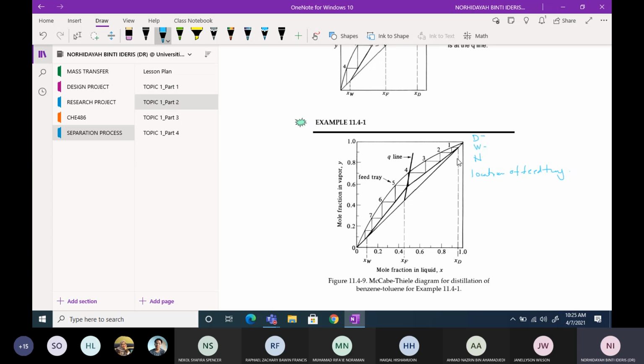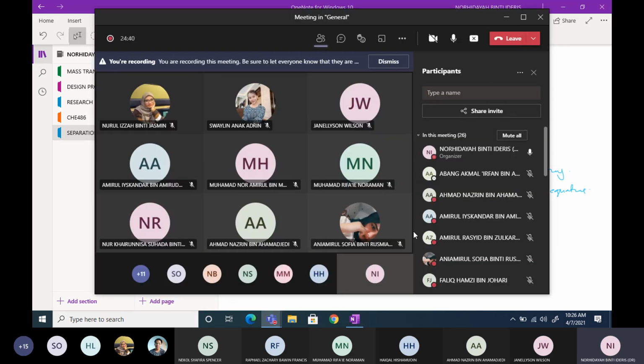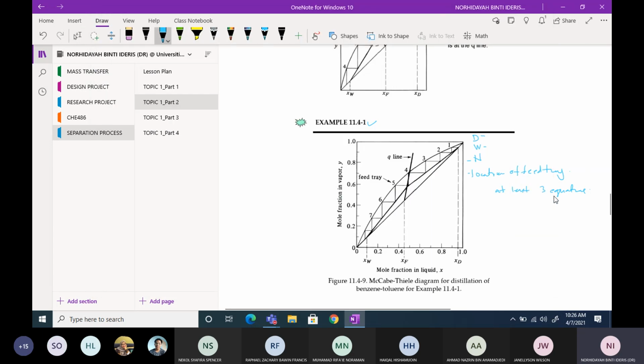Okay, so in example 11.4-1 here, in order for you to determine this N and the location of the feed tray, you need to have at least 3 equations. Is there any problem? All right, you need to have at least 3 equations, because these 3 equations will help you to plot this straight line.